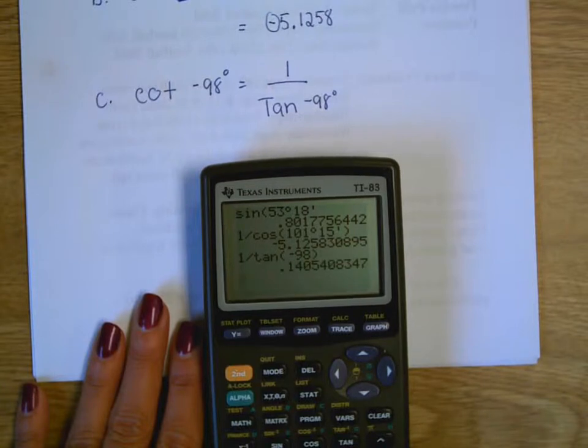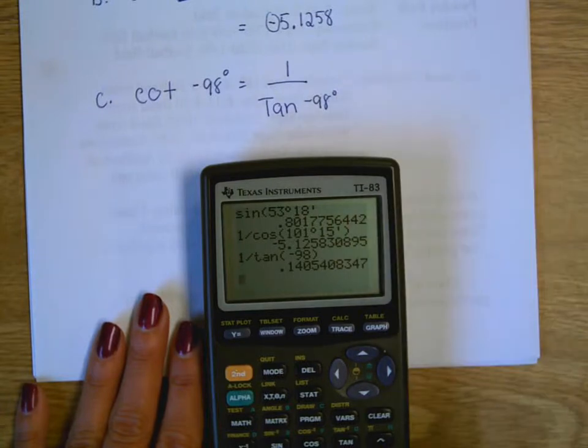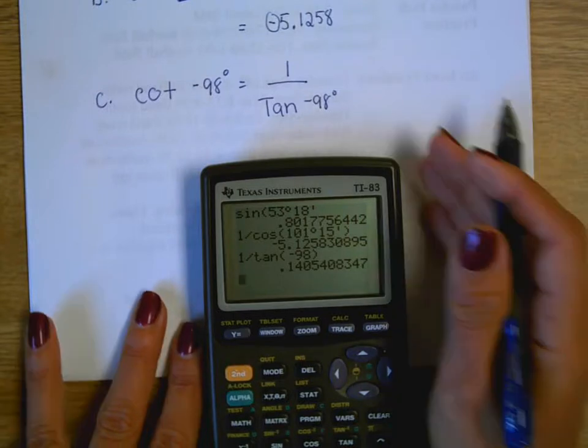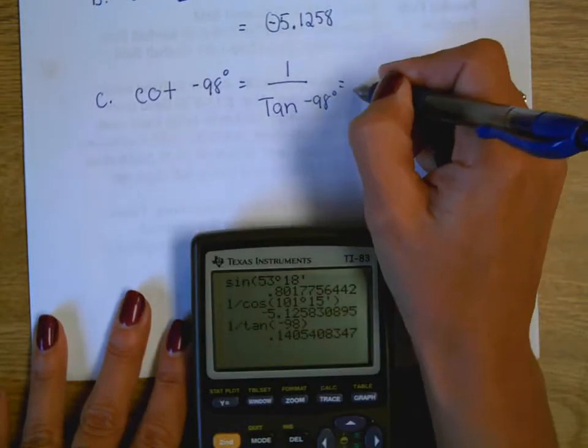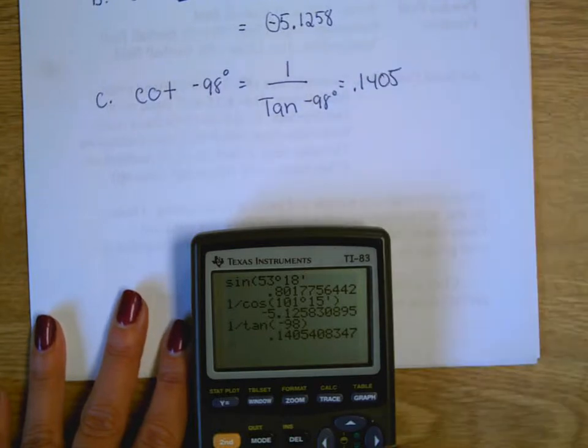Did anybody put the degree mark in? Yeah. It still gave you the same answer? Yeah. It's not necessary if I don't have any minutes with it. So it'll save you 2 buttons. So 0.1405. Okay.